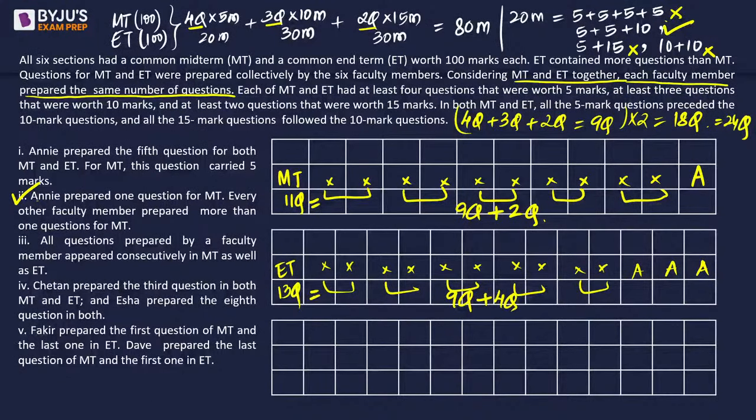अब 9 क्वेश्चंस प्लस 2 क्वेश्चंस करने हैं, तो अब ये 2 क्वेश्चंस हम कैसे कर सकते हैं? ठीक है, लेट्स स्टार्ट थिंकिंग अबाउट इट. All the 5 marks preceded the 10 mark questions. So the sequence है mid term exams और end term का, उसमें पहले 5 वाले फिल होंगे, फिर उसके बाद आपके 10 and then 15 वाले, right?